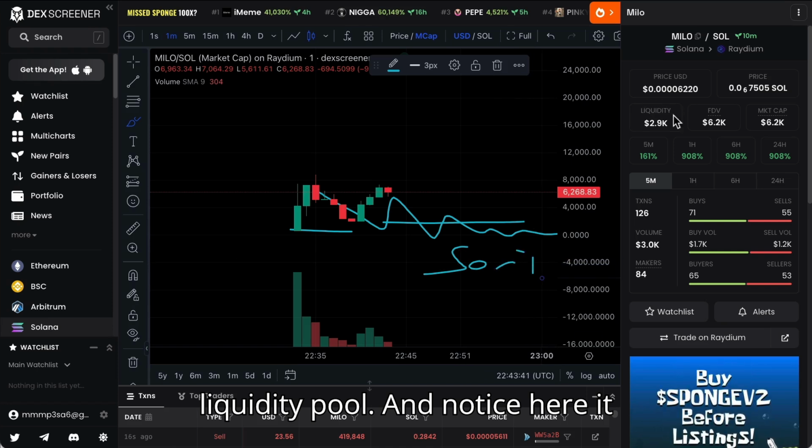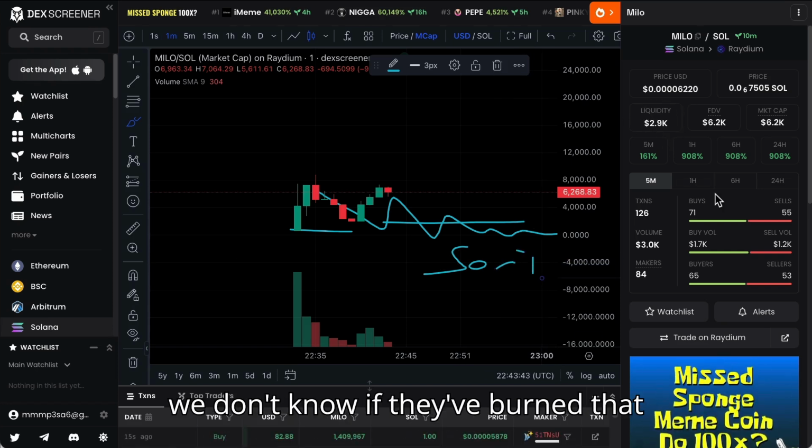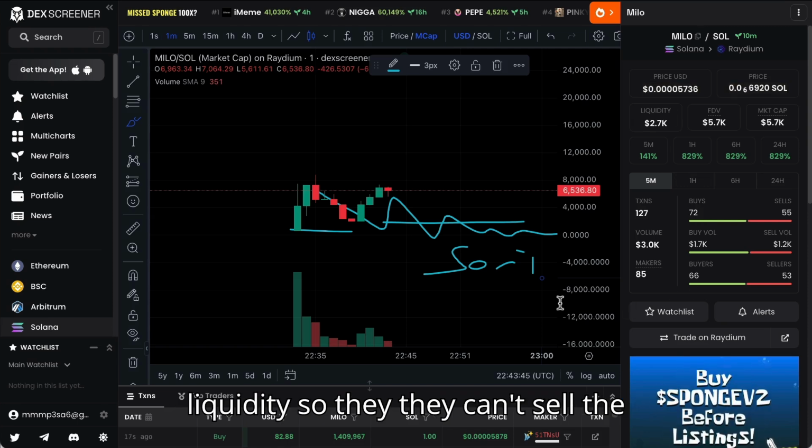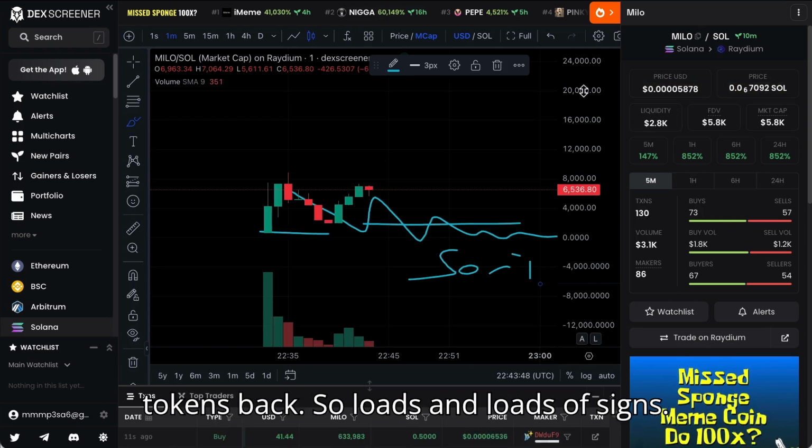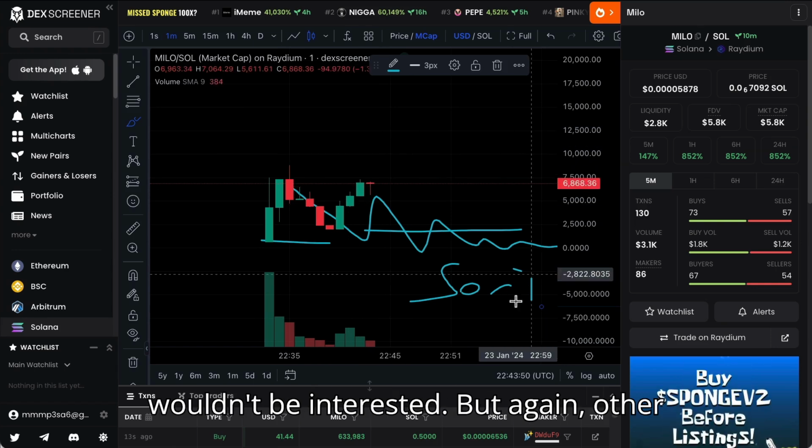And notice here, it doesn't say liquidity locked either. So we don't know if they've burned that liquidity, so they can't sell the tokens back. So loads and loads of signs. So even if this pushes up a bit, I wouldn't be interested.